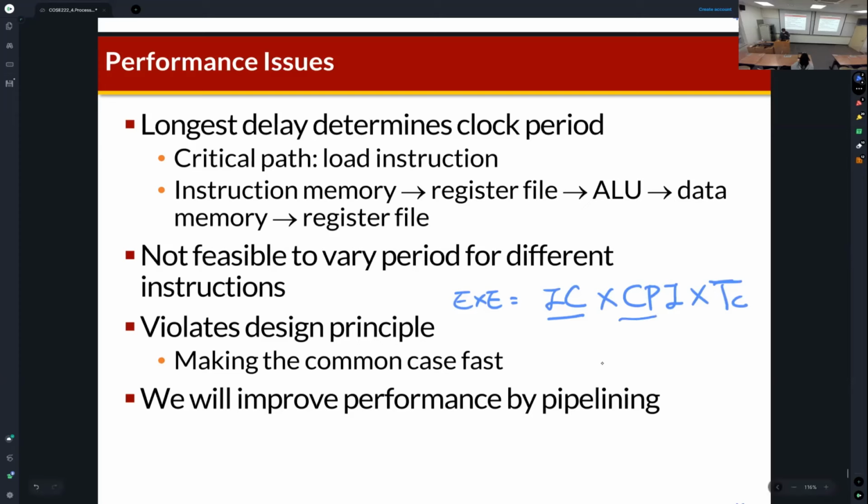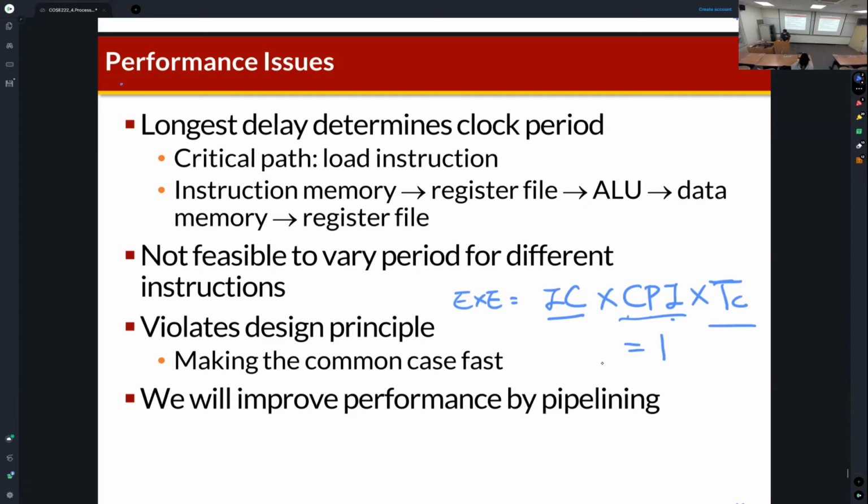And then CPI. What is the CPI of the single cycle processor? So I explained that this single cycle processor can execute a single instruction every clock. So which means this is a clock per instruction. So which means CPI for the single cycle processor is 1, because it consumes one cycle per instruction, right? And what is the TC? It's the clock period.